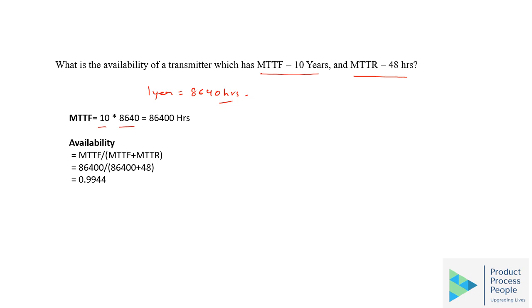So this is all about availability for this moment. Hope you have understood what availability is, how to derive it, and what the difference is between availability and reliability. Thank you.